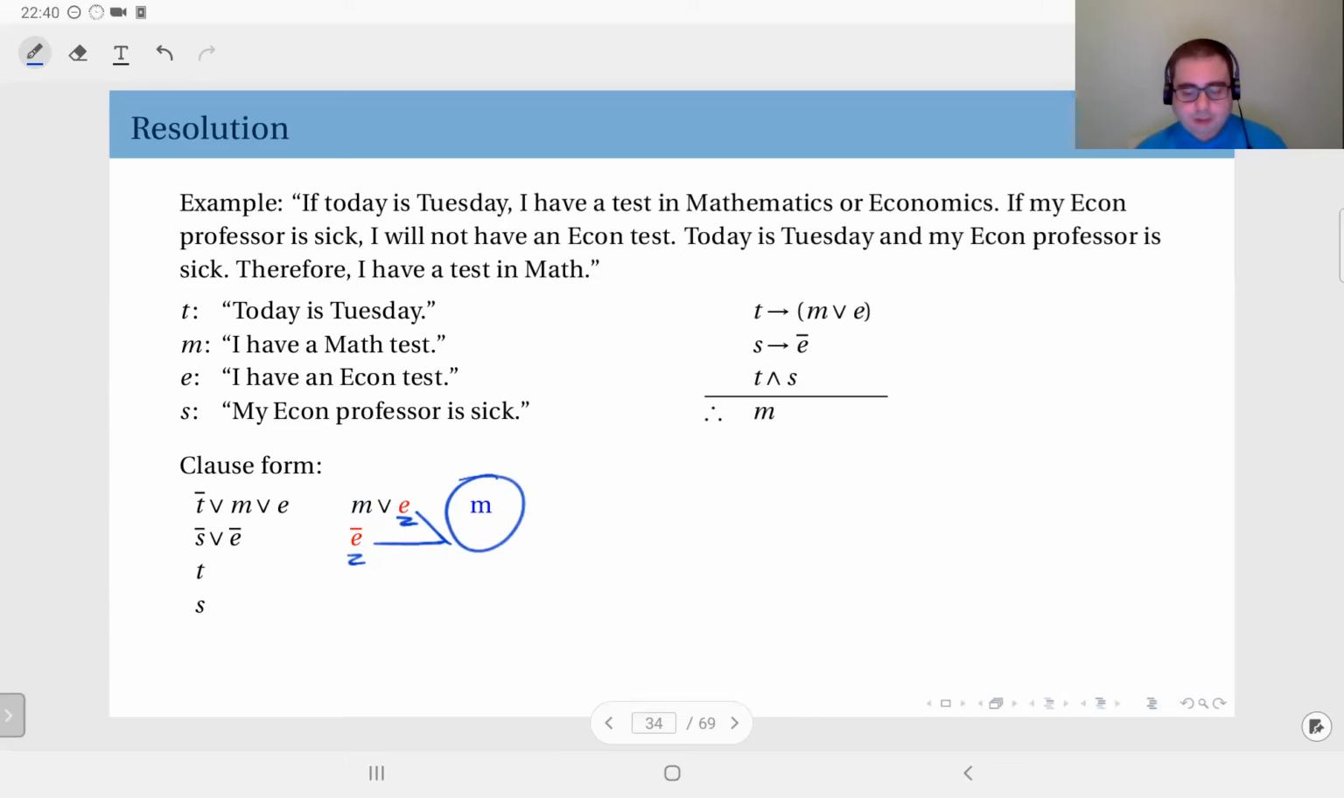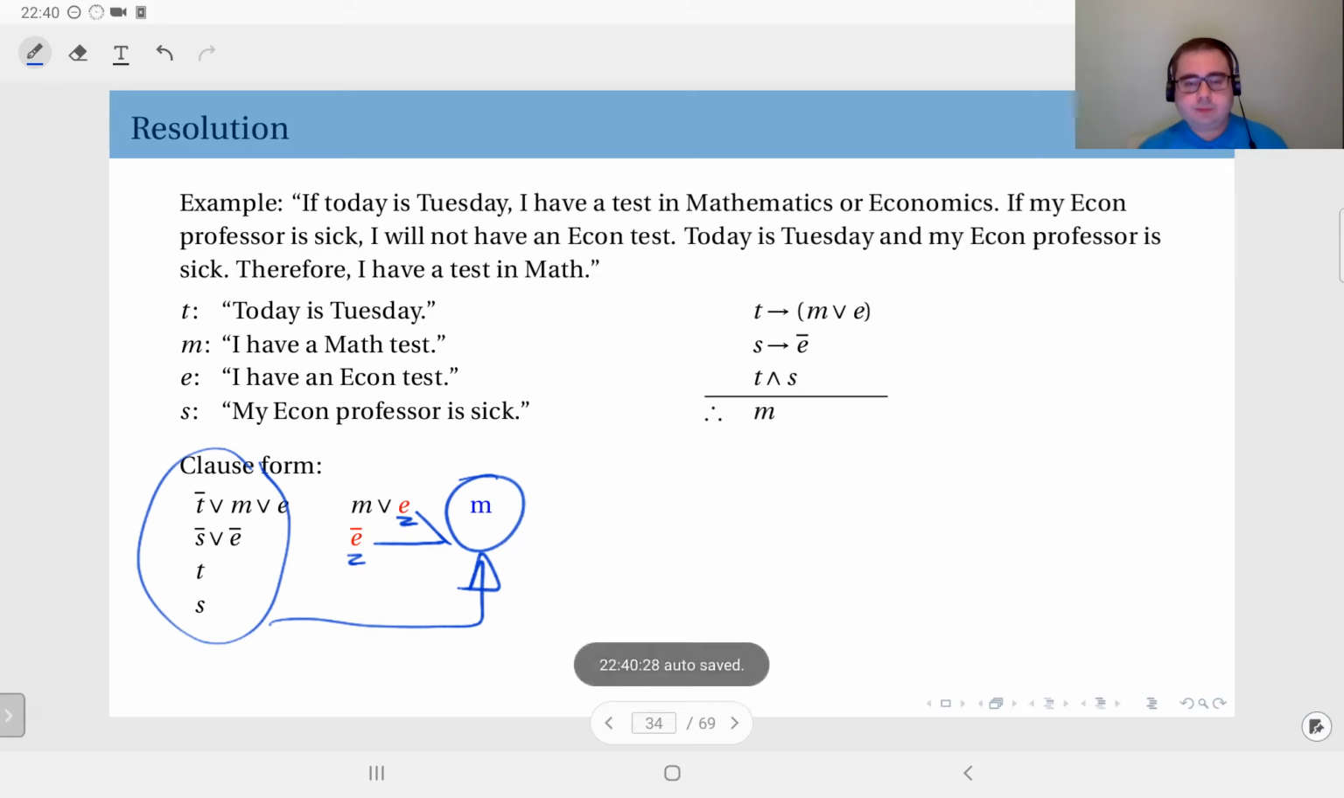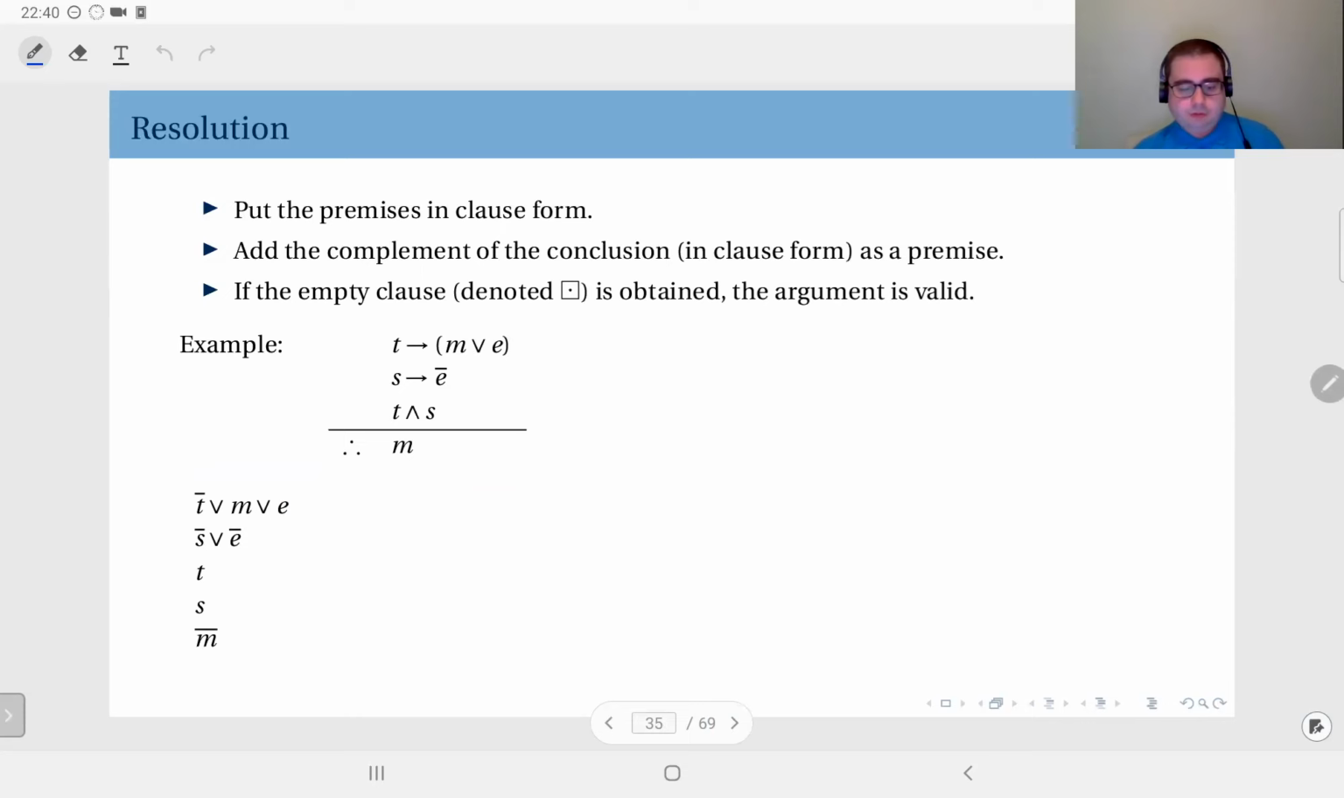Okay. Now, at this point, I have to emphasize one thing. Yes, we have shown that from the premises, we were able to arrive at the intended conclusion M, but usually this is not how we do it. Okay, we will come to that in a minute. Okay, so this is the procedure here. The first thing you need to do is put the premises in clause form.